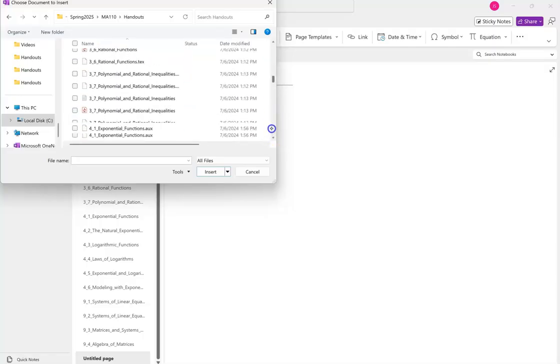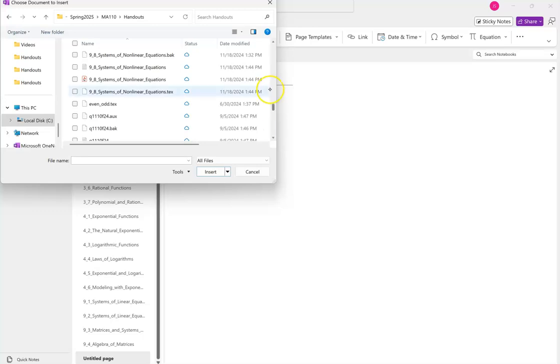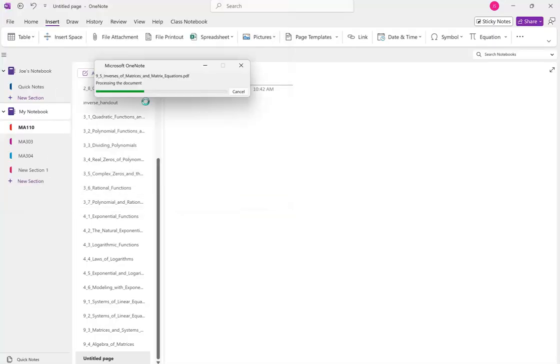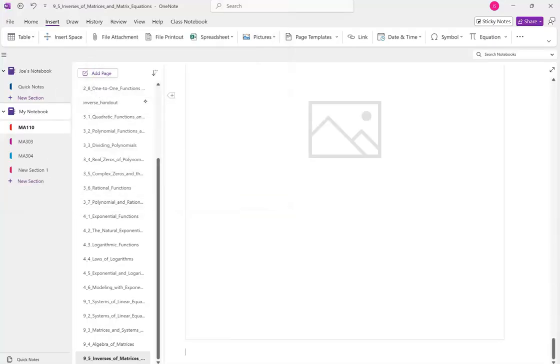So today we're going to talk about inverses. Now remember, one of the reasons why we talk about division is because we're trying to undo multiplication. Right?